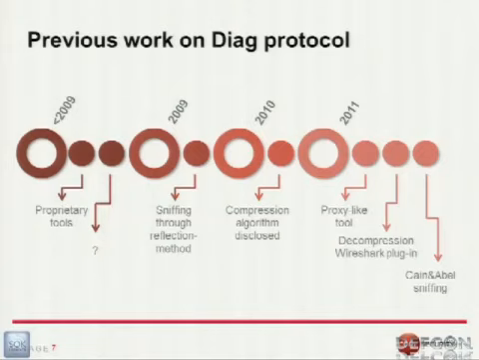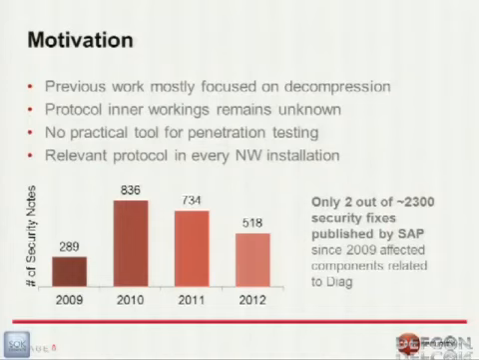More recently, in 2011, there was a lot of work on the protocol. The main one and the most interesting is a proxy-like tool that was released by Zenpost, and it's a Java application that you can run to proxy communications between a GUI and the application server. So additionally, the compression plugin for Wireshark was also released, and some sniffing capabilities were added to Cain and Abel to get also credentials.